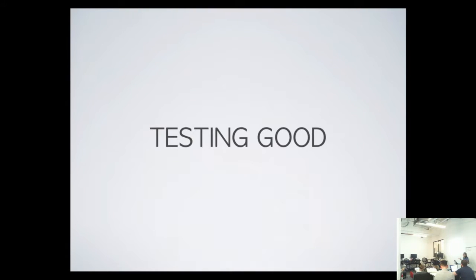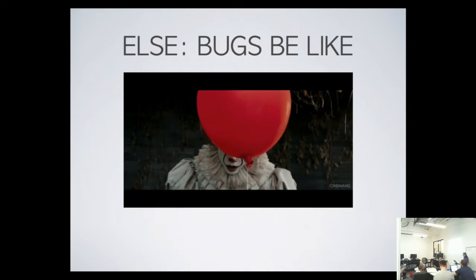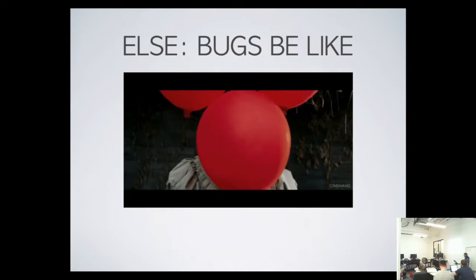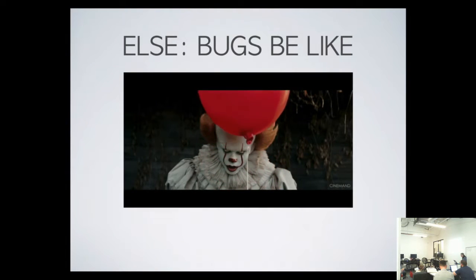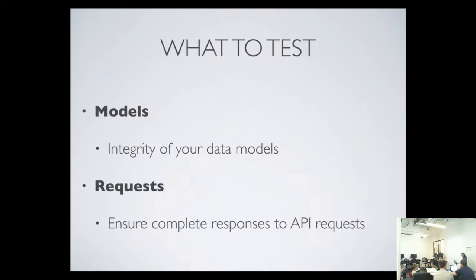And we test because testing's good, right? Otherwise, bugs will be popping up in your code. In production, everything looks fine, and then it sneaks up on you. So let's talk about the tools. Today I'm focusing on RSPEC-RAILS, and this is straight from the docs. It says RSPEC-RAILS extends Rails' built-in testing framework to support RSPEC examples for requests, controllers, models, views, helpers, mailers, and routing. So it basically extends your RSPEC tool so that you can do things like controller tests and request tests, and that's why we're going to focus on that. So that's the tool we're going to be using.